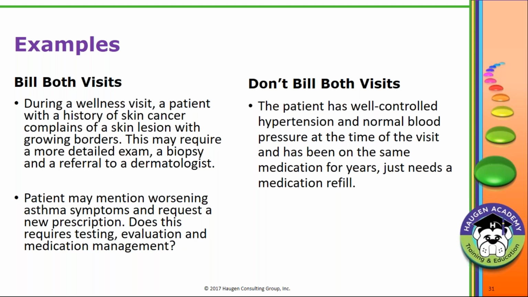It likely does because the patient's asthma symptom is worsening, but it could also go the other way as well. Like in the other example here, we have well-controlled hypertension, normal blood pressure at the time of visit, been on the same medication for years, just needs a medication refill. So that would be a scenario that probably does not require additional workup.